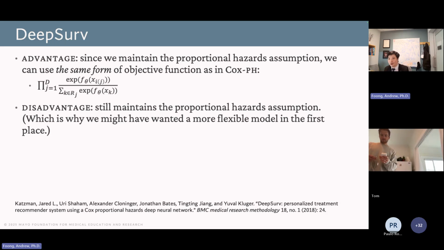You're going to have to tune hyperparameters. You're going to have to tune the learning rate. You might have to regularize. All these things are happening just like in regular deep learning.